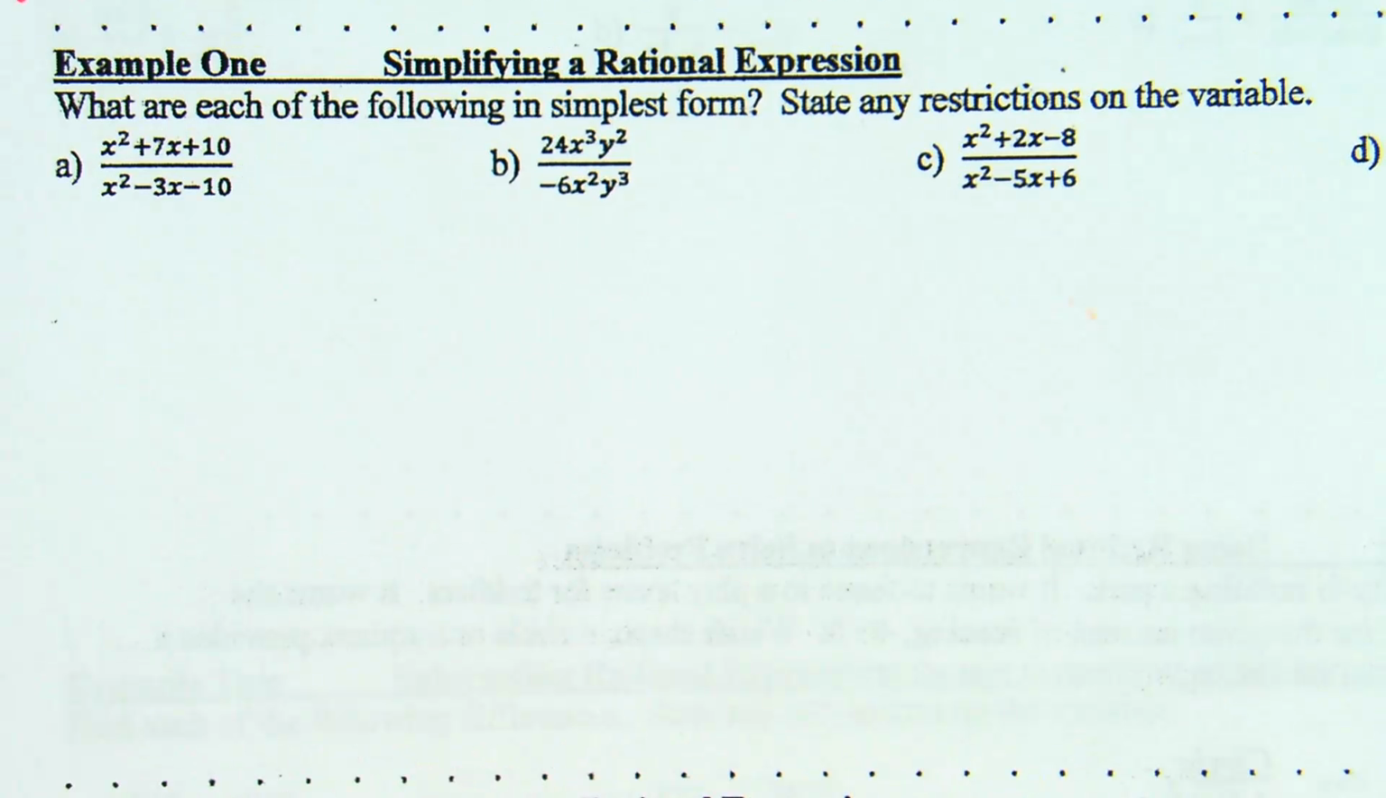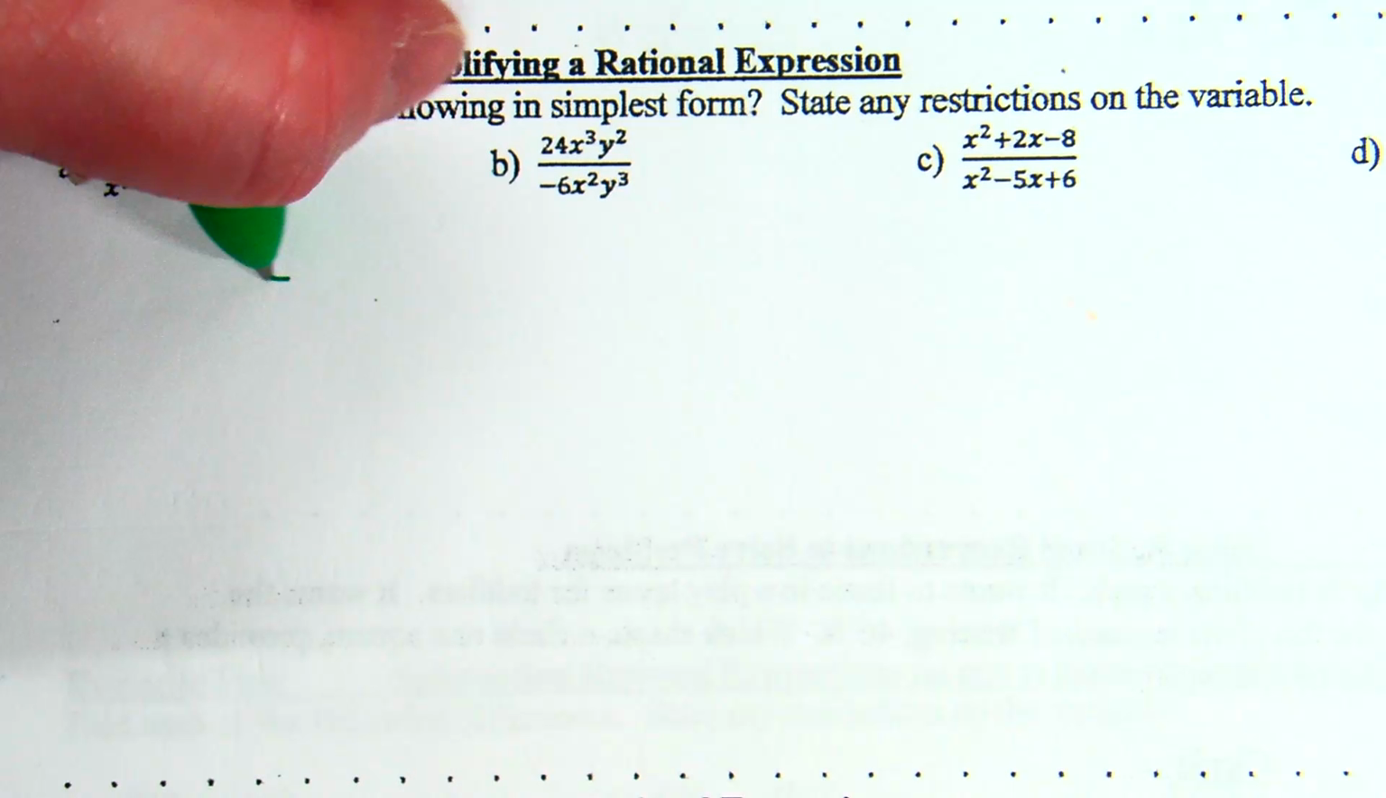Okay, so we need to factor. How do we factor something like x squared plus 7x plus 10? It's in that x squared plus bx plus c form where we can factor it into what?